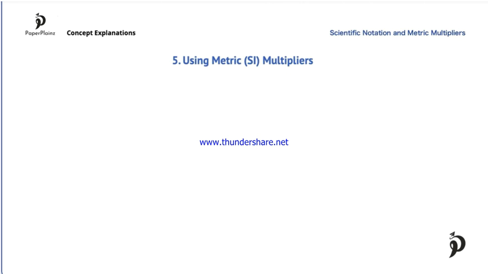Finally, let's see how metric multipliers are used. Before discussing examples, just a quick note that metric multipliers are found on page 5 of the data booklet, so there's no need to memorize them. Let's see two examples of using metric multipliers.